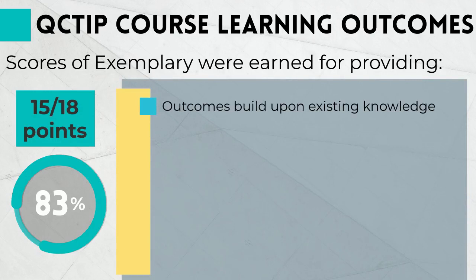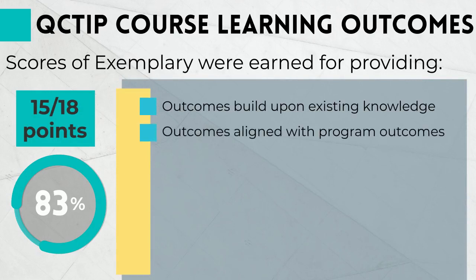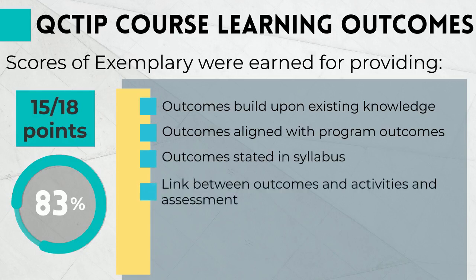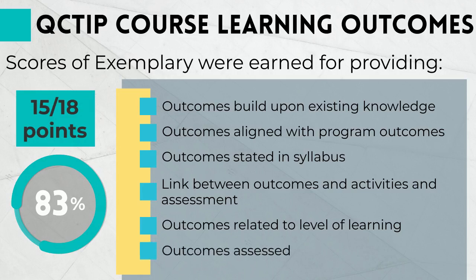Learning outcomes build upon existing knowledge. Course learning outcomes are aligned with program and/or institution learning outcomes. The course learning outcomes are stated in the syllabus. There are clear links between learning objectives and outcomes with activities and assessments. The course learning outcomes are related to the appropriate level of learning. All learning outcomes for the course.